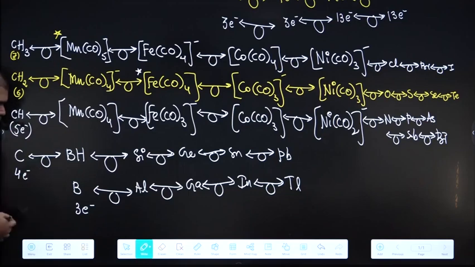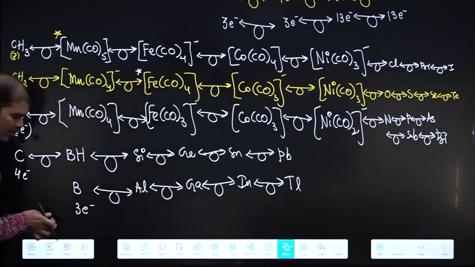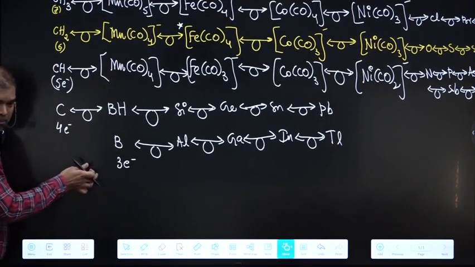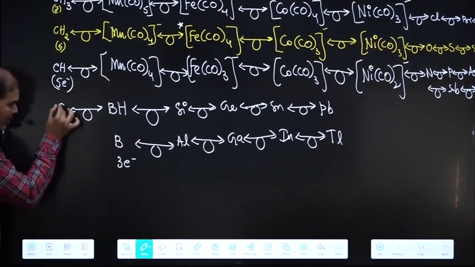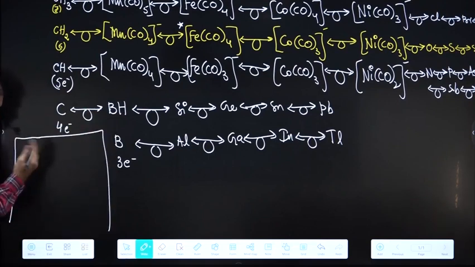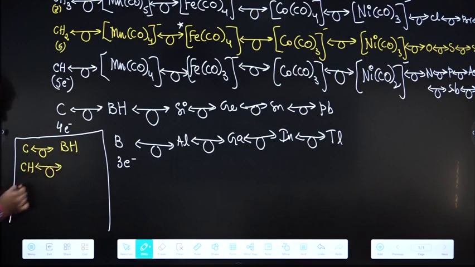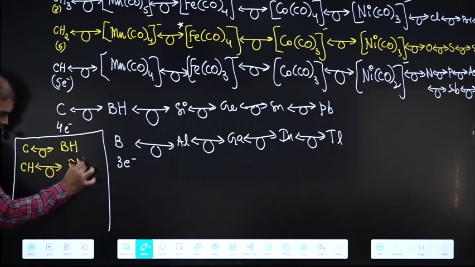CH is isolobal to which BH unit? A CH is isolobal to which BH unit? BH2. Because if carbon is isolobal with BH. Let me take now carbon and BH. Okay. Carbon is isolobal with a BH unit. Suppose I take a CH, it is isolobal with a BH2 unit.